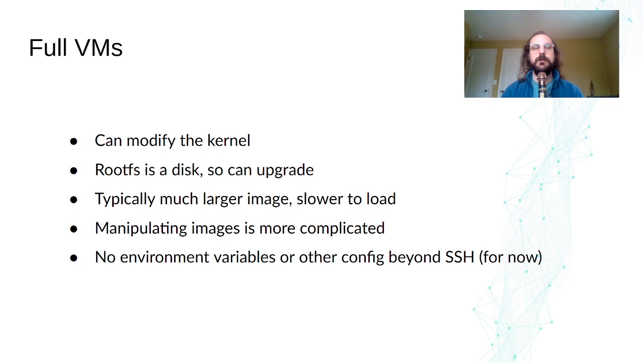And for full VMs, we don't have any environment variables or other config beyond those public SSH keys. So ZOS will allow us to pass in the public SSH key, and that's for now. There is a tool called Cloud Init, which is typically included in full VM images that are meant for the cloud, and I'm hoping to see support for this so we can pass in additional configuration to our full VMs in a later version of ZOS and the grid.